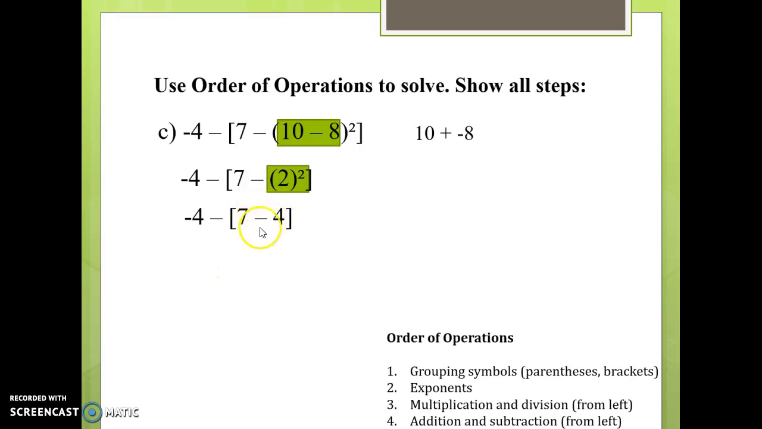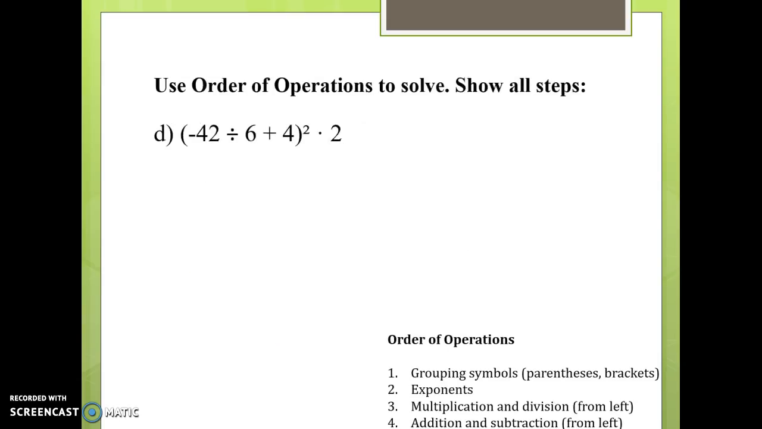We still have to solve within brackets. Notice we could not solve the brackets first because the exponent was within. And because within we had minus and square, we had to square first. Now we have only minus within brackets, we have to solve that. 7 minus 4 is the same as 7 plus negative 4, which will give us 3. And now we have negative 4 minus 3, which is the same as negative 4 plus negative 3, which gives us negative 7.